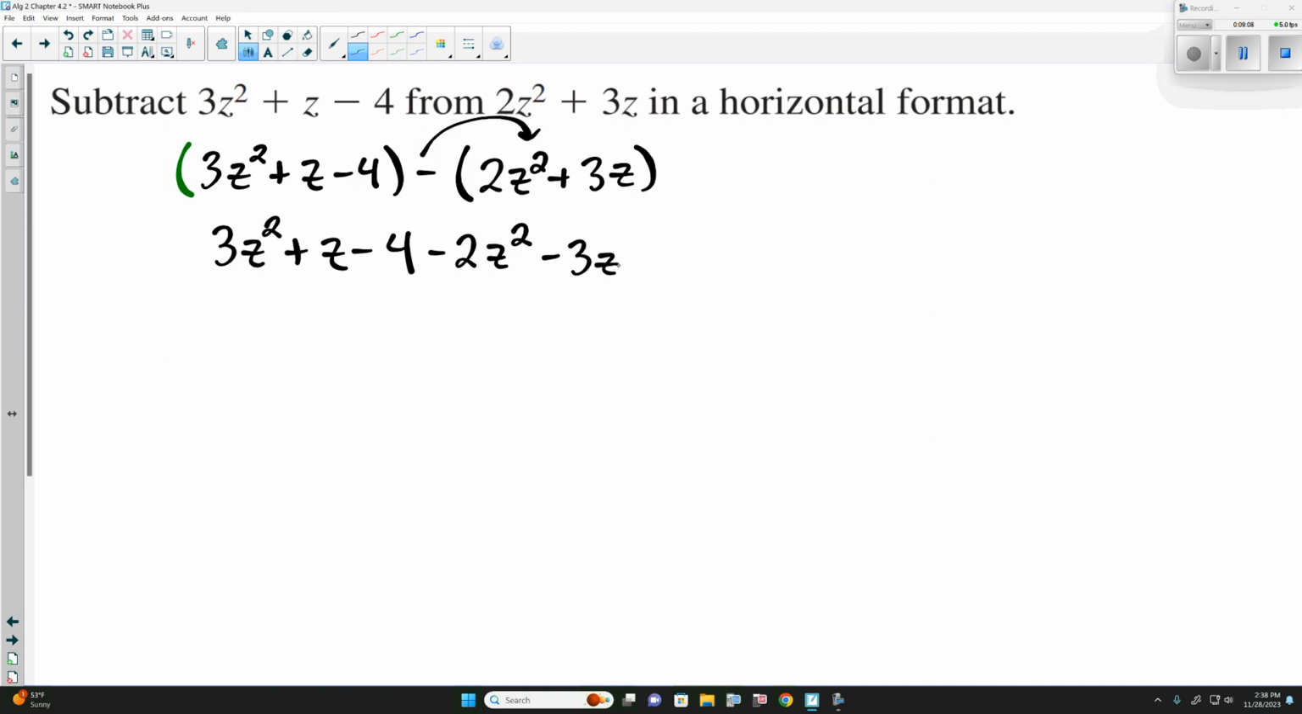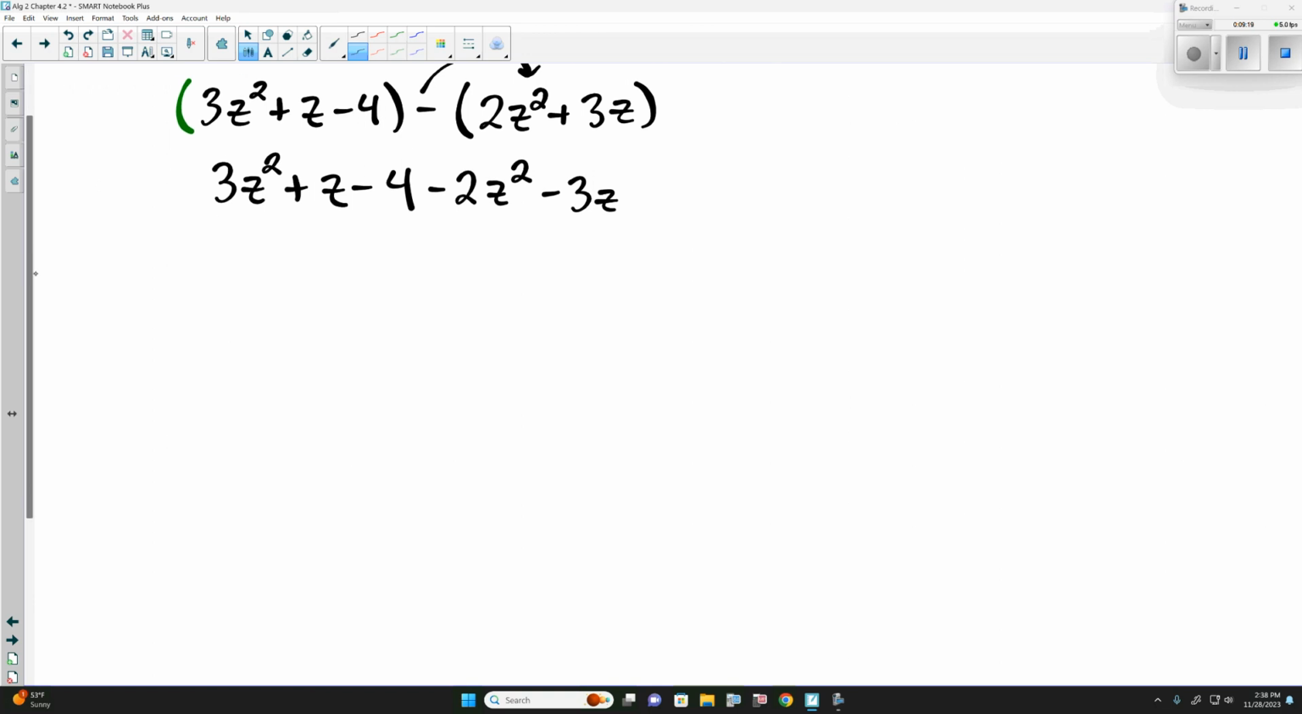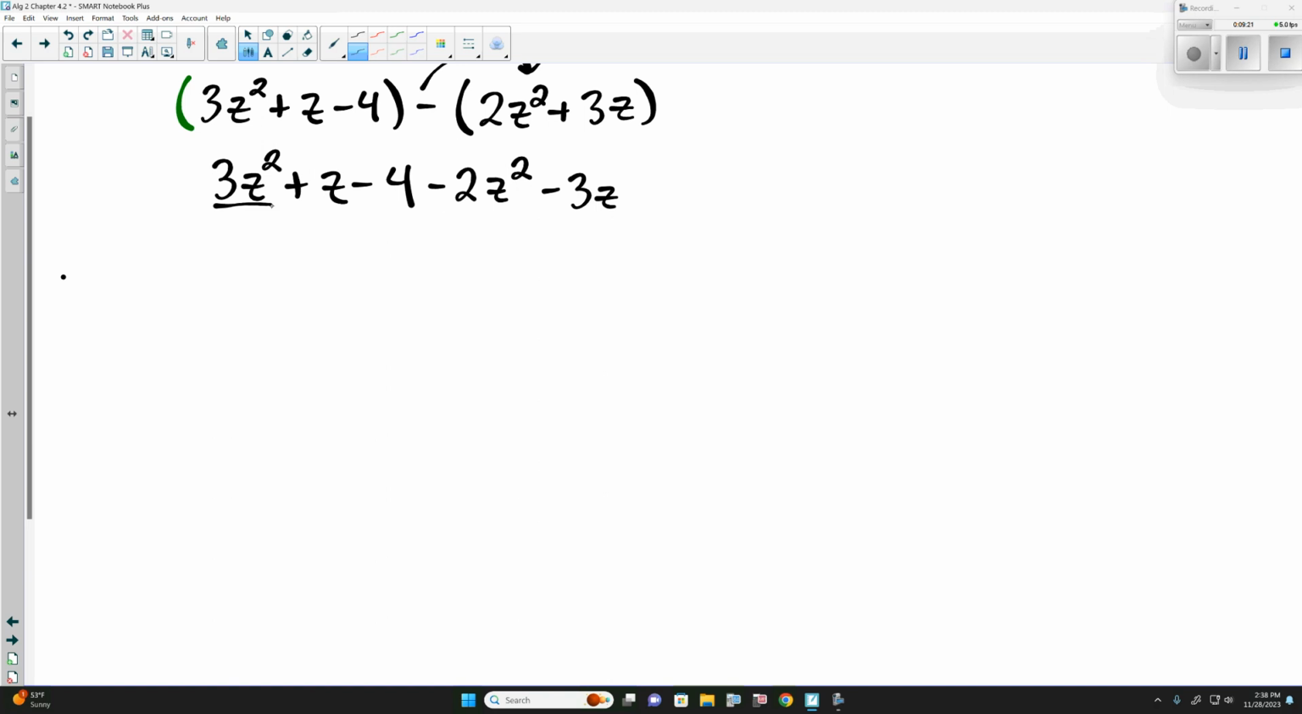negative 3z. Now, just like with our addition, we can reorganize it so that our like terms are next to each other. Or if we want to, we can go on and just combine the like terms. Because 3z squared and negative 2z squared are like terms, yes? What's 3z squared minus 2z squared? So 3 minus 2 would be 1, leaving us with z squared.